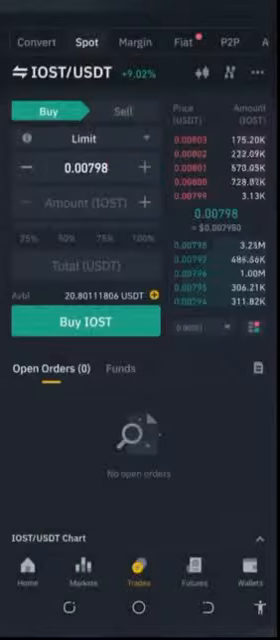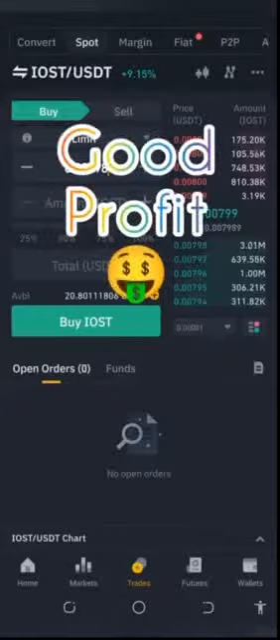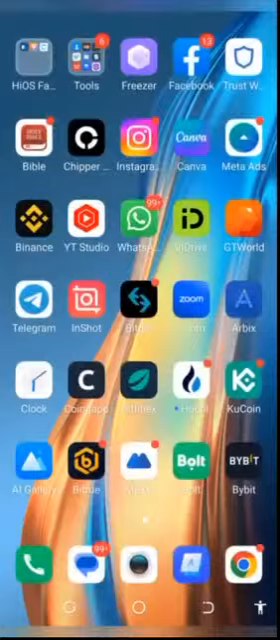This is one of those ones where you wait a while and then you make a very good profit from it. Anyways, I'm glad to announce that we made a good profit from this. Let's check what the profit is. 20 times, that should be 4%? Yeah, 4% gave us 80 cents.